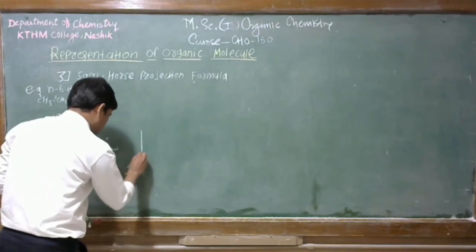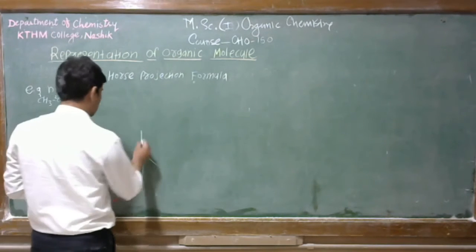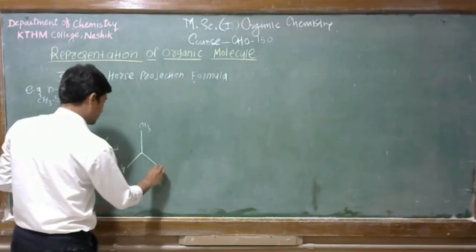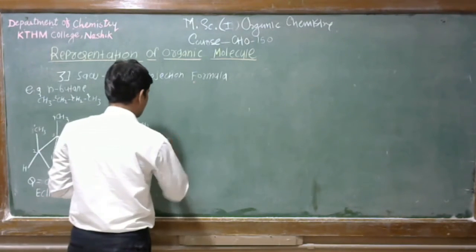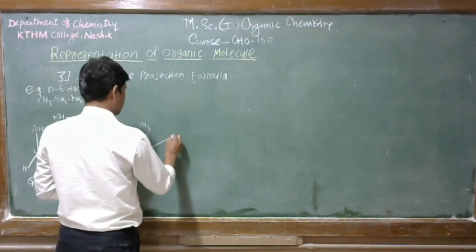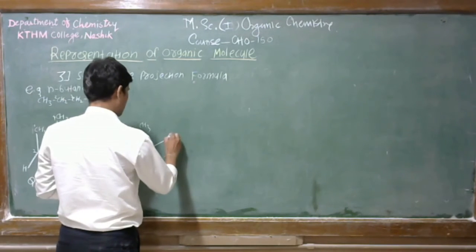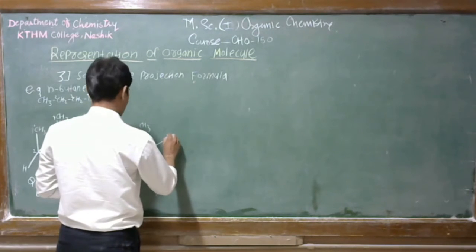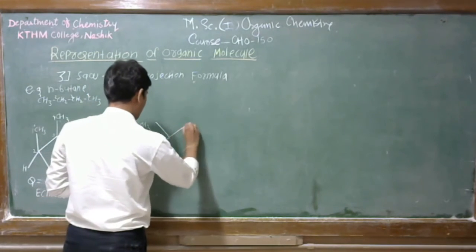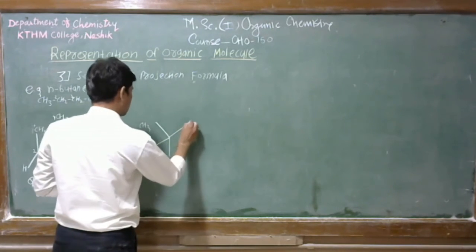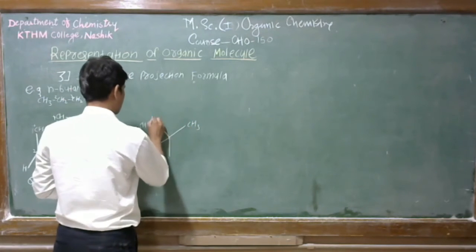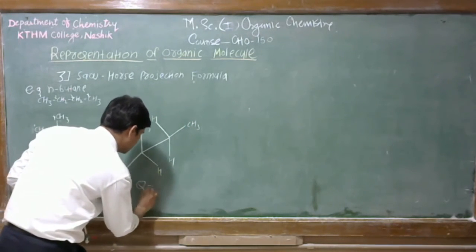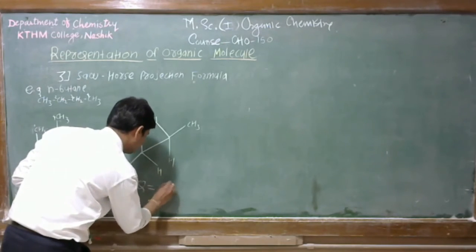The position of the second carbon is the same here. This is CH3, this is hydrogen, and now CH3 here, this is hydrogen here, this is hydrogen here, and the dihedral angle between two CH3 is 60 degrees.